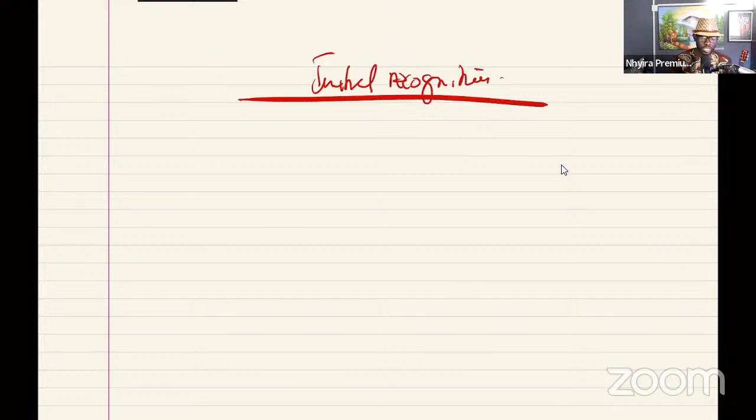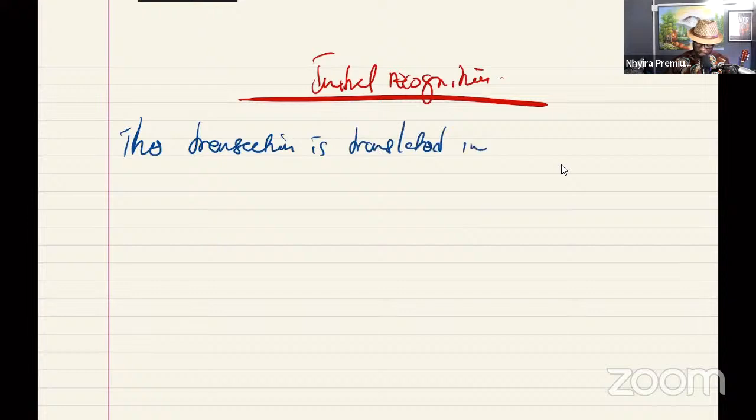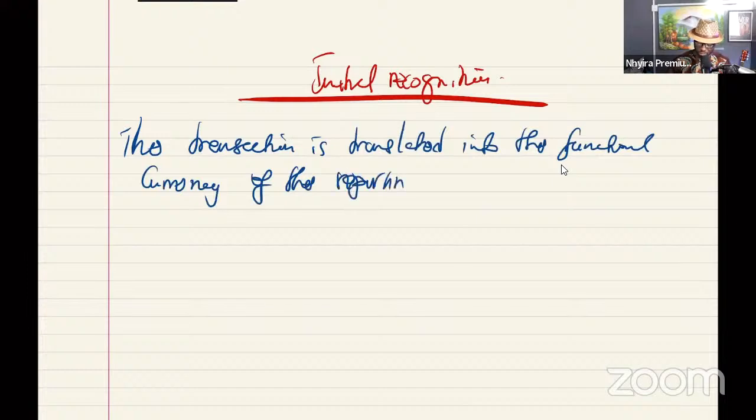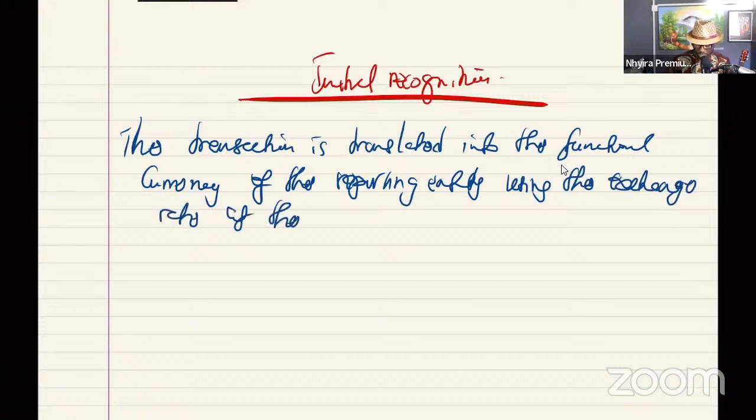The reason why this is important is that we need to look at the initial recognition and then the subsequent measurement. At initial recognition, the simple thing we need to understand is that the transaction is translated into the functional currency of the reporting entity using the exchange rate at the date of the transaction.